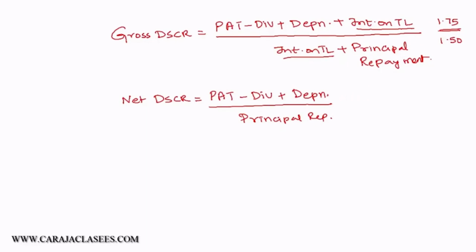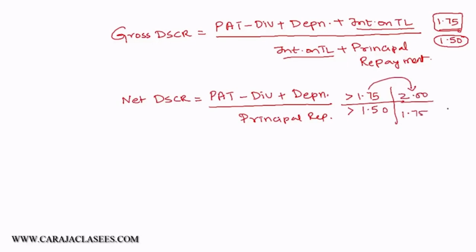So if minimum gross DSCR is expected at 1.75, net DSCR should be greater than 1.75. If minimum is expected to be 1.5, net should be greater than 1.5, and obviously it will be greater. Some banks will prescribe a level like net DSCR should be at least 2 times or 1.75 times, as the case may be. Now let's take a real DSCR computation of an original company.